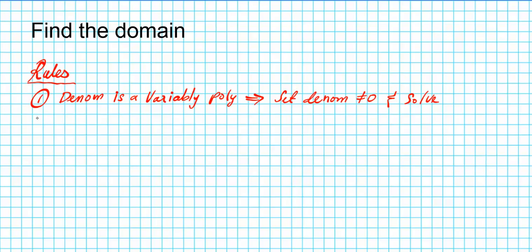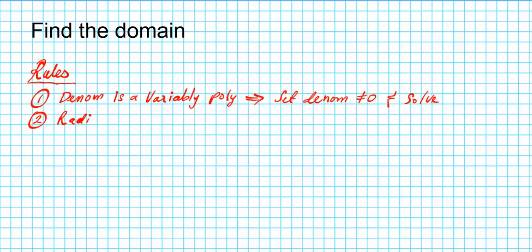Rule number 1, if the denominator is a variable polynomial, basically a polynomial with variable terms associated with it. So if it is a variable polynomial, in that case, what you do is you set that variable polynomial denominator to not equal to 0 and solve.